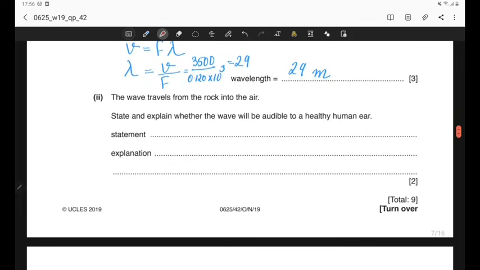Part 2. The wave travels from the rock into air. State and explain whether the wave will be audible to a healthy human ear. So here the wave is moving from a rock to air.